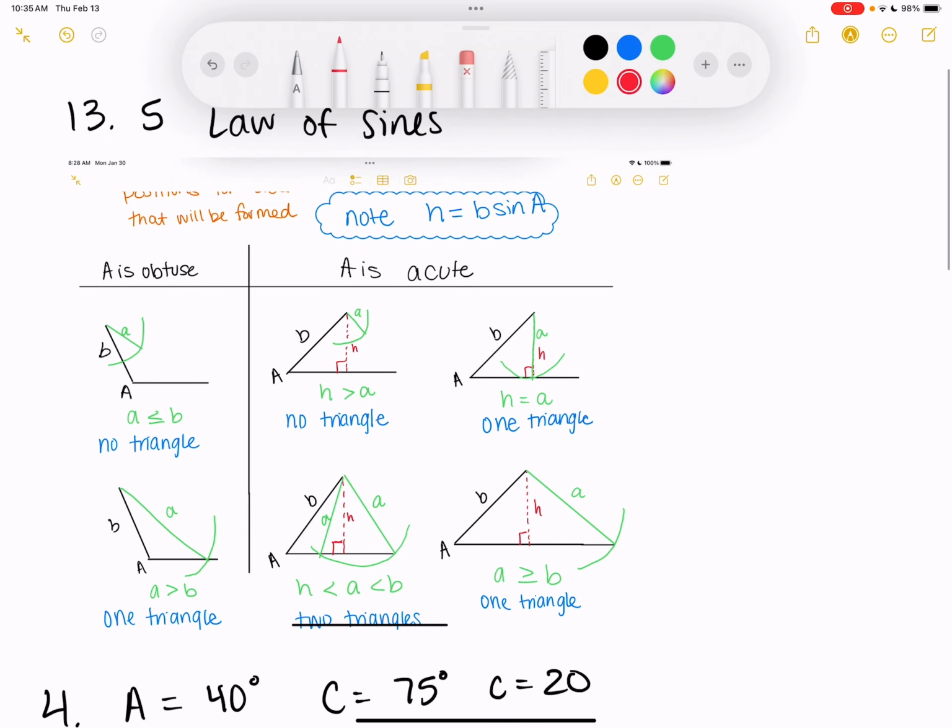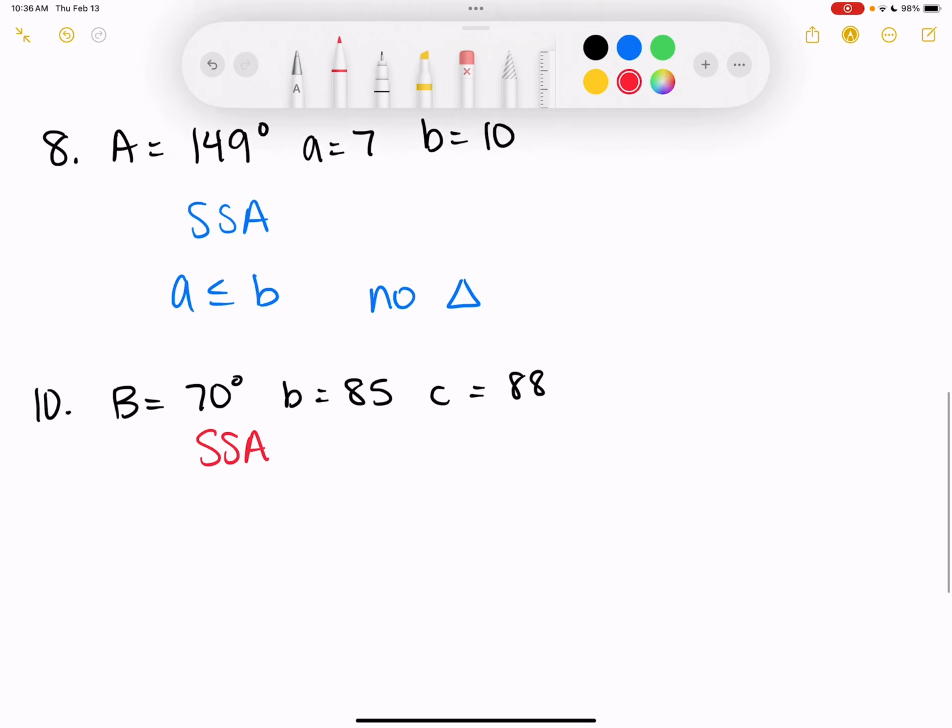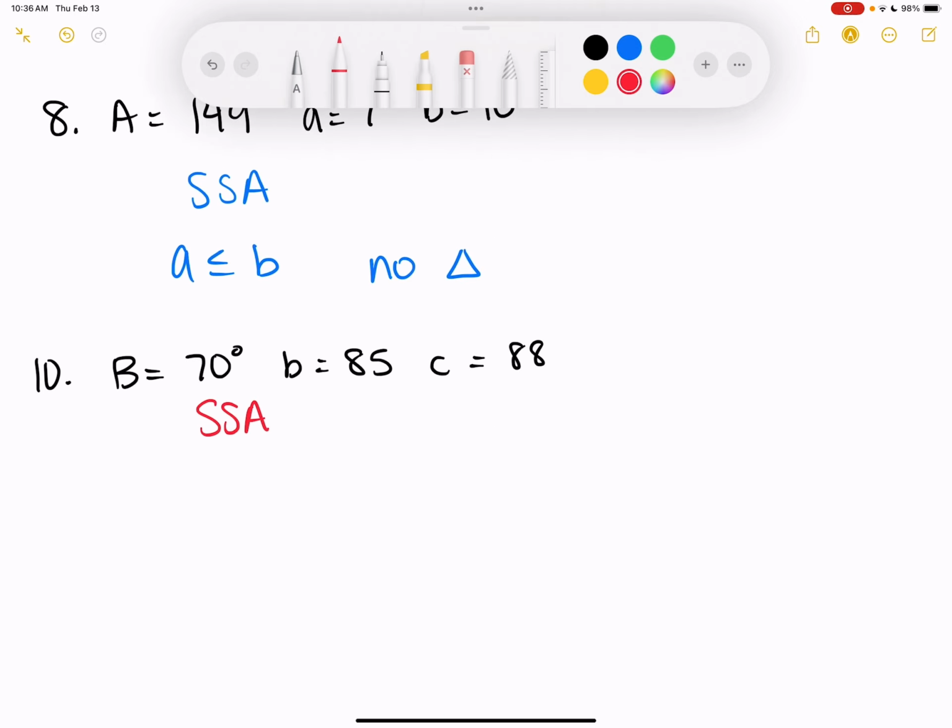This situation here was for given angle A, side A, and side B. So whatever angle I'm given is the A in all of these situations. So I'm going to look at first, is B greater than or equal to C, based on the letters that I have? B is less than C, so I know I don't have to deal with that situation.